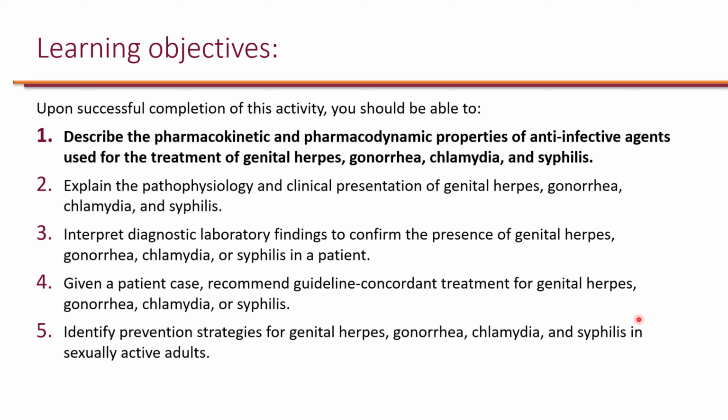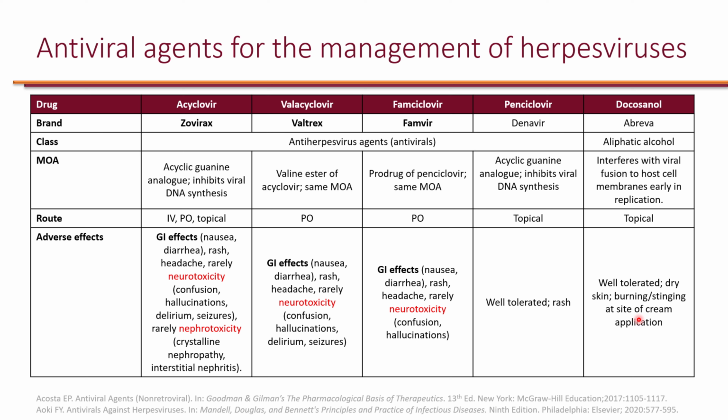Now, the first learning objective is to describe the pharmacokinetic and pharmacodynamic properties of anti-infective agents used for the treatment of genital herpes, gonorrhea, chlamydia, and syphilis.